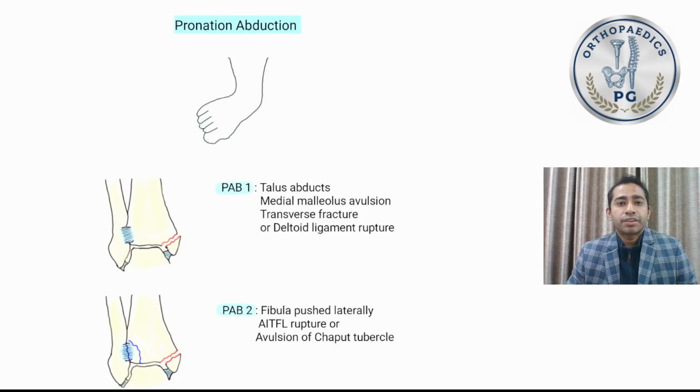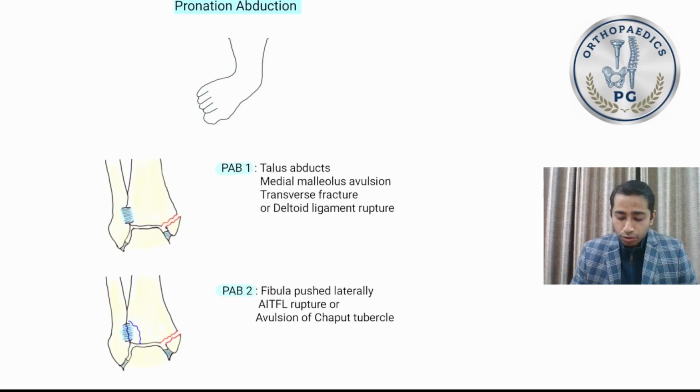Coming to the fourth type or the pronation-abduction fracture. Here, as the talus abducts, this leads to a transverse fracture of the medial malleolus or a deltoid ligament rupture. Again, pronation injury, it starts from the medial side. In the stage 2, now the fibula is pushed laterally. This leads to an AITFL injury or an avulsion of the caput tubercle, as we saw in the previous type also.